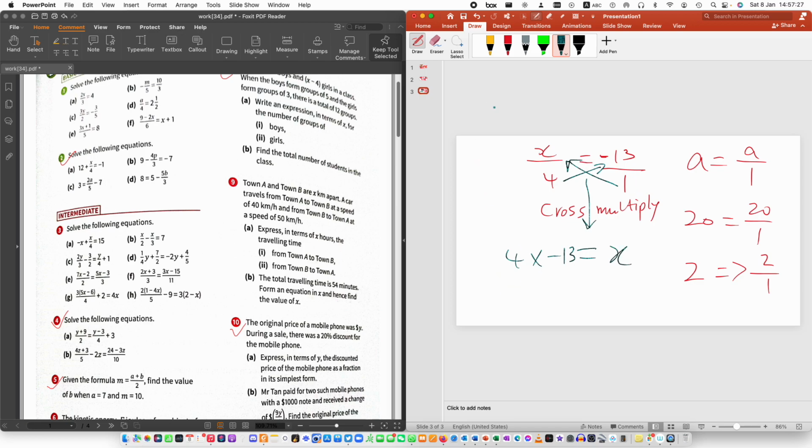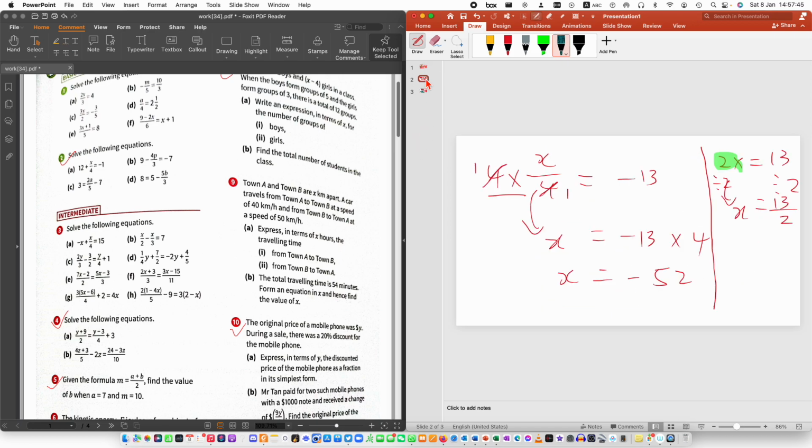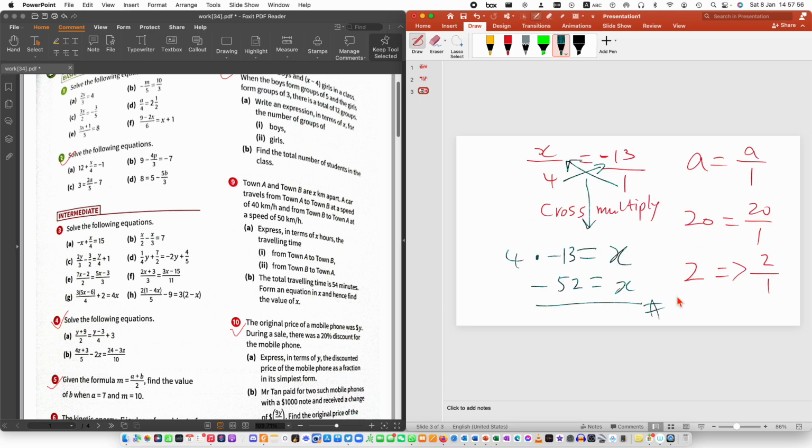By the way, I don't want to confuse myself with x and the times sign. So what should you use? Use a dot. Very good. So can you see that the answer is x equals negative 52? If I compare my cross multiply method to the earlier method, both give me negative 52. Which method do you prefer? Cross multiply. Okay.